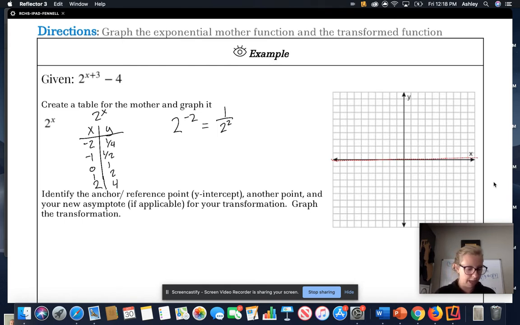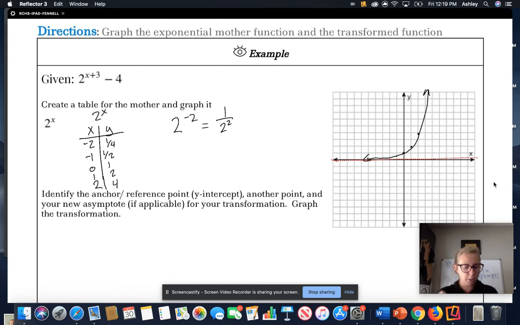And then we would go ahead and graph our -2, which is barely up at all. -1 is 1/2. 0 gives us an output of 1, then 1, 2, and over 2, up 4. So this is the graph of my most basic 2 to the power of x, the mother function of this exponential.